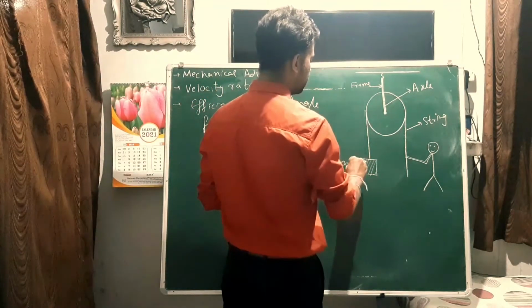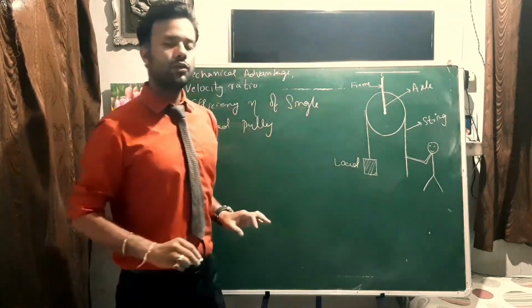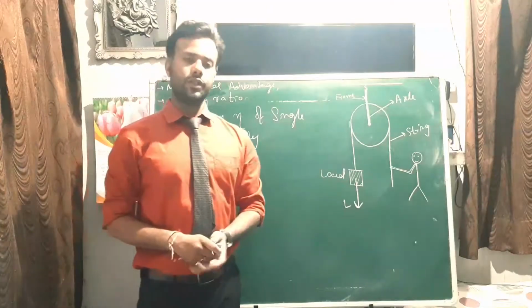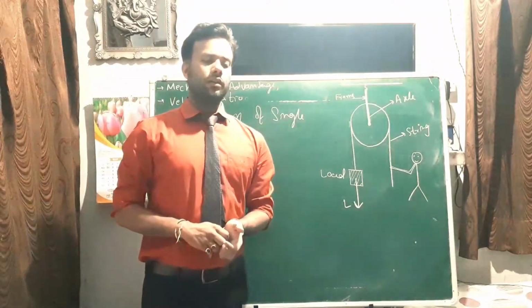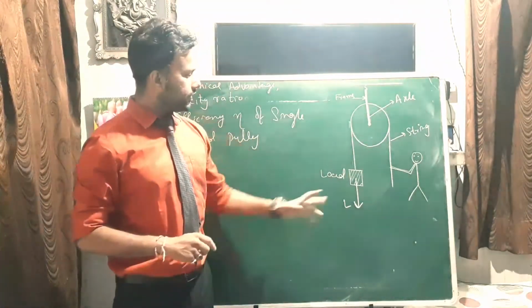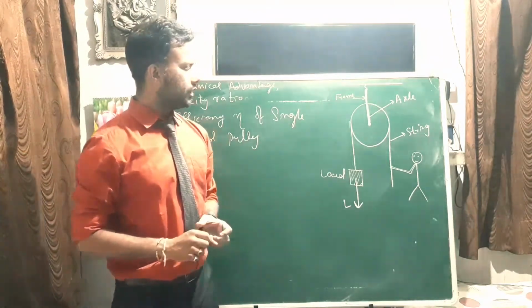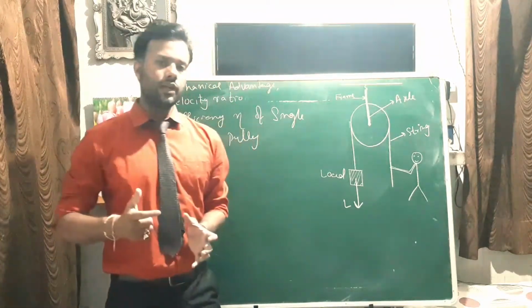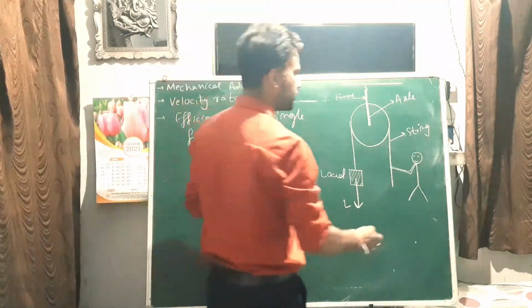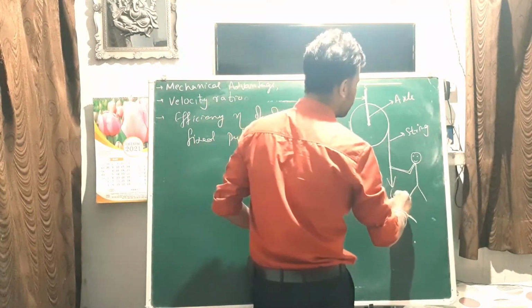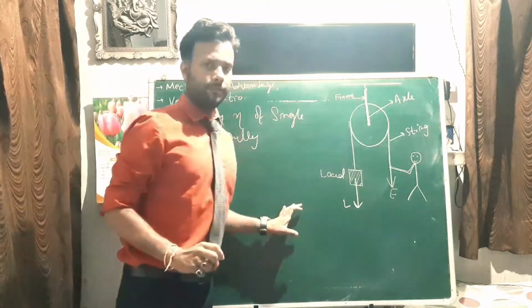This is load, and obviously the direction of load will be downwards. So this is our single fixed pulley. This is the direction of load, and obviously when we are lifting the load, we apply the effort in the downward direction. That means here we are applying the effort E.